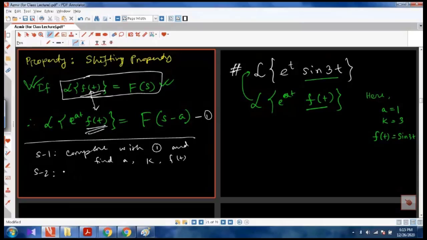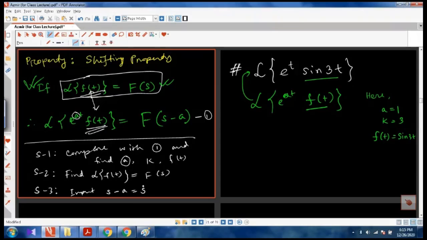Step 2: we have to evaluate the Laplace transformation of f of t. Obviously, it will be F of s. Then, in step 3, input s minus a where you have s, and a is coming from e power at. So you have to input s minus a in lieu of s.